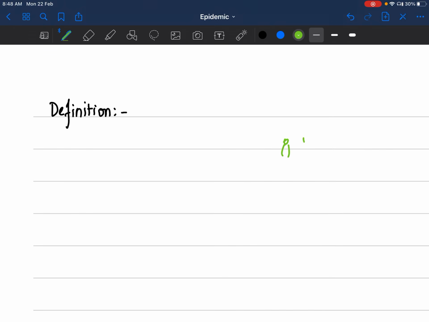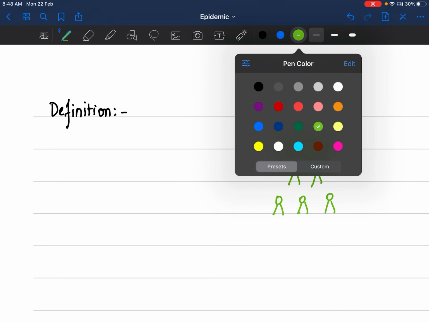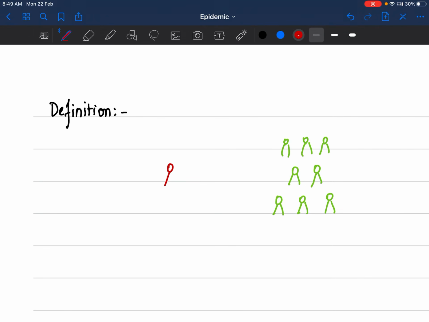So this is the population. Let's assume all are green, all are very innocent, nobody has any immunity. And now comes our infected individual. Say he has an infectious period of 14 days. So during the 14 days, how many people does he infect? That's what basic reproduction number means.